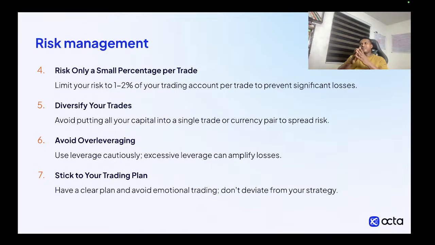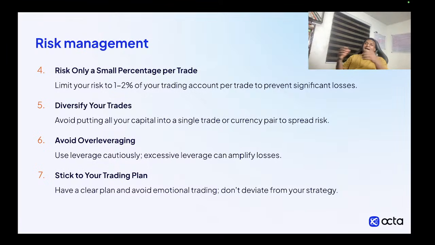5, diversify your trades. Avoid putting all your capital into a single trade or currency pair to spread your risk. It's important that you diversify, so you don't want to do 0.5 lot size on a single trade or 0.05 lot size on a single trade when you can do 0.1 or 0.15 lot size on 2 or 3 trades.